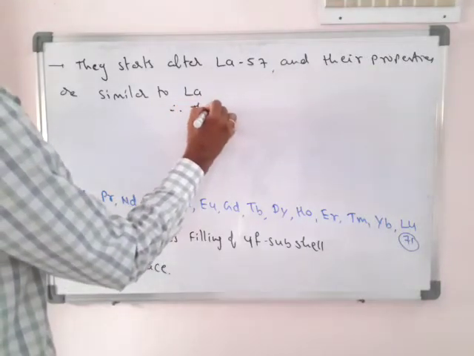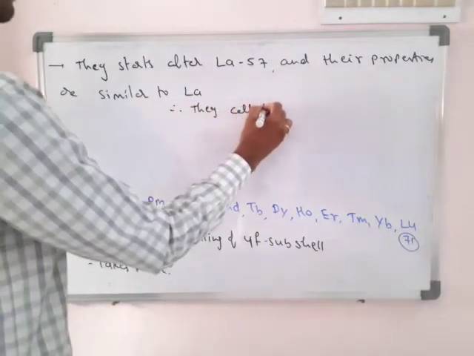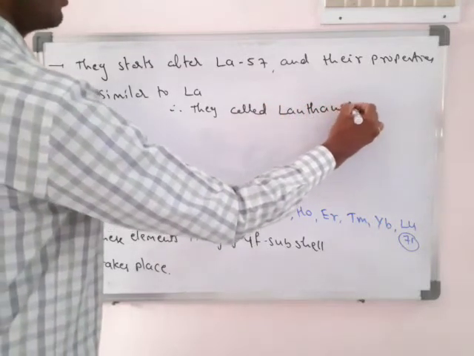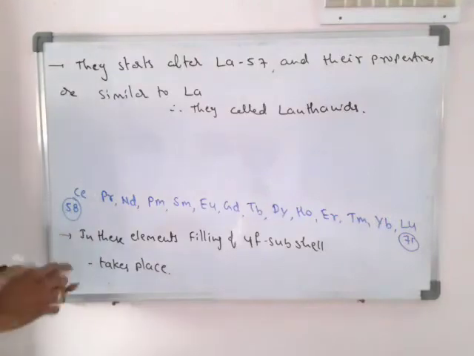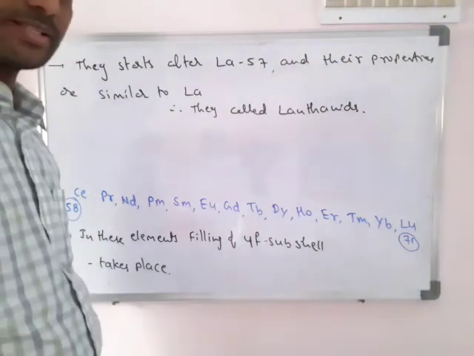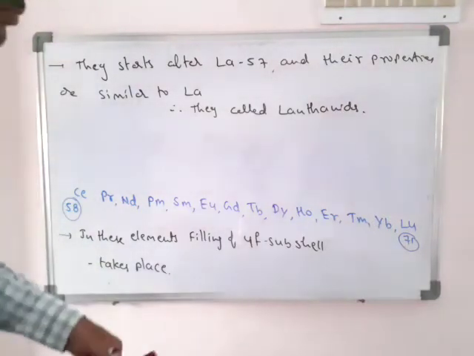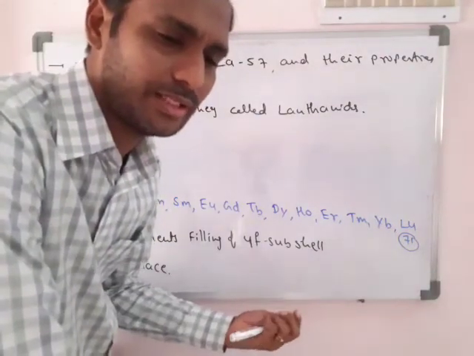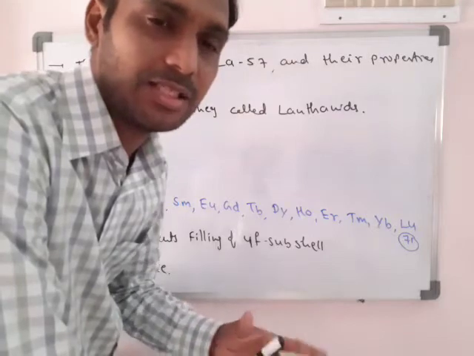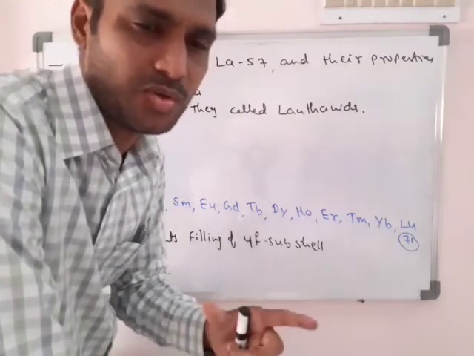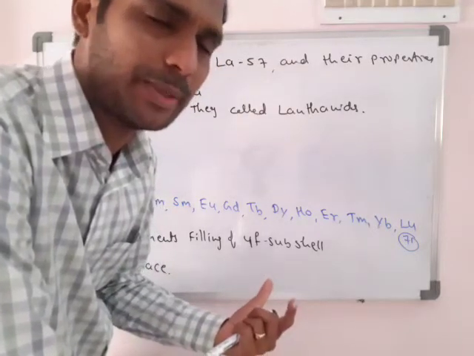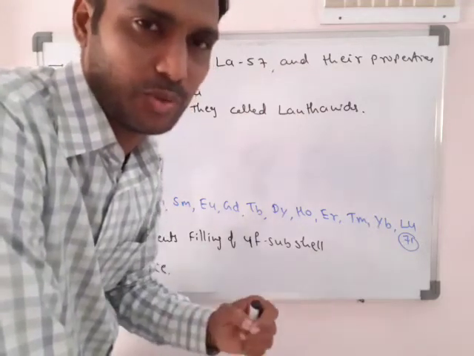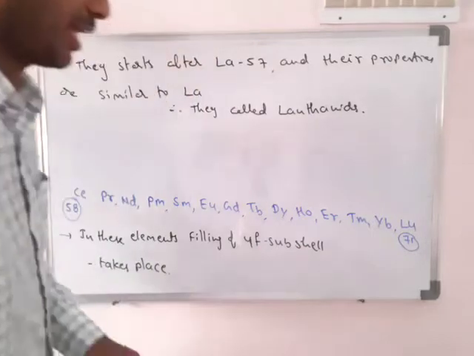Therefore they are known as lanthanides. Next, what is the other name? They are also known as rare earth elements, because their abundance in the earth is very low. We are able to find them in the earth only in very small amounts. That's why they are treated as rare earth elements.